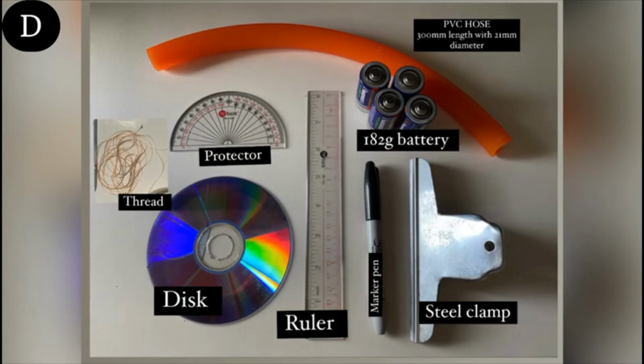So here is my apparatus for this experiment. I have a disc, a protractor, a ruler, a marker pen, a steel clamp, a thread, 4 size C batteries which weigh 182 gram, and lastly a 300 mm length and 21 diameter PVC hose.